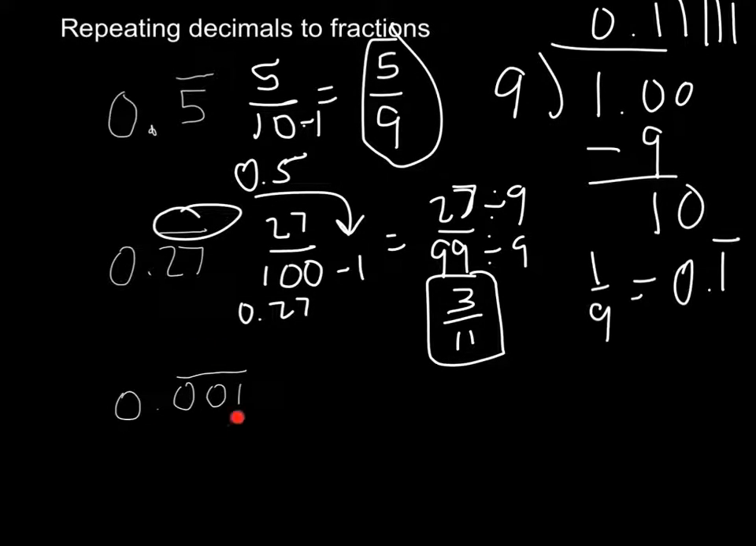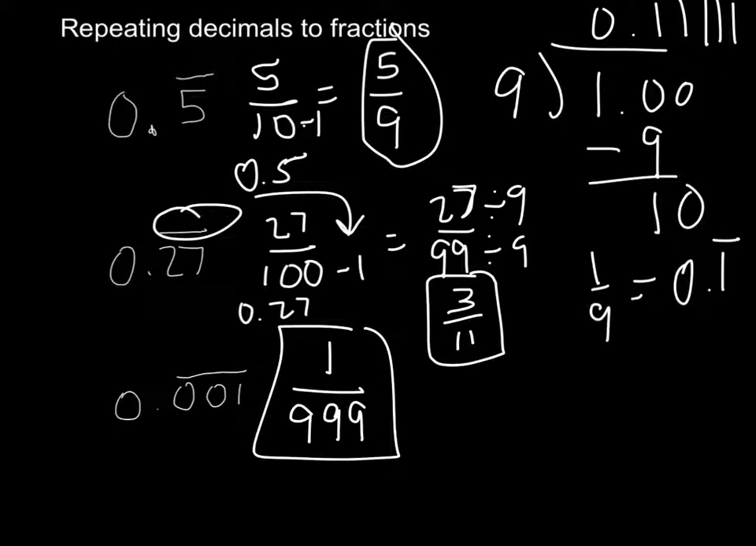Next one, we have 3 decimal places. Well, with 1 decimal place, it was over 9. 2 decimal places, it was over 99. 3 decimal places is going to be over, that's right, 999. So it's 1 over 999. And that cannot be simplified, so that is your final answer on that repeating decimal to a fraction.